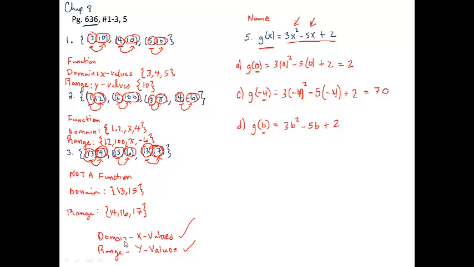Alright, so let us move on now to 8.2. And I'm going to need you to look in your book to follow along with me. I'm still on page 636, and I'm looking at numbers 6 through 11, which gives me a whole lot of graphs. And all I want to know is, is it a function or not based off of the vertical line test?